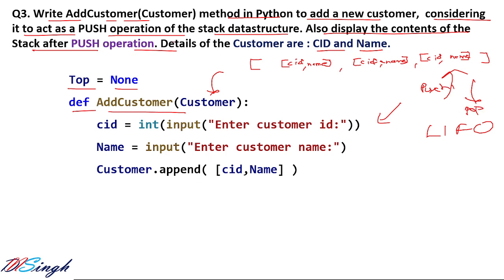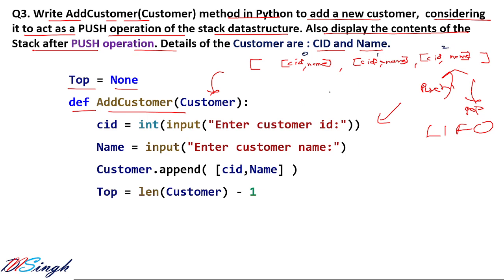After adding it, it is asking to display the stack also. After pushing the element, you need to display the stack. So how can we display? Just calculate the length of this customer stack. How can we calculate the length? Length function, and top variable will be initialized to the length minus 1 because that is the last index. So how can we calculate the last index? Length function we can utilize, and this is the index 0 1 2.